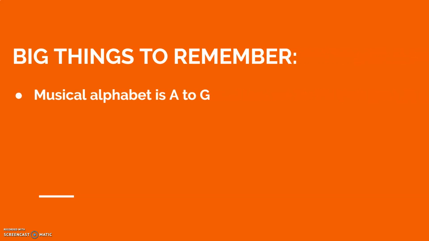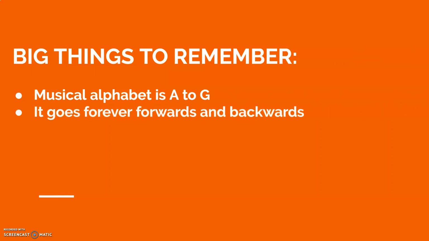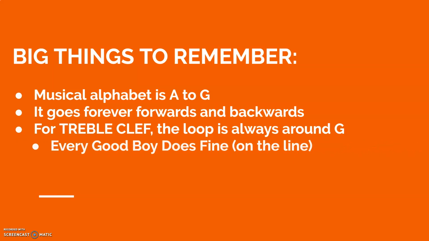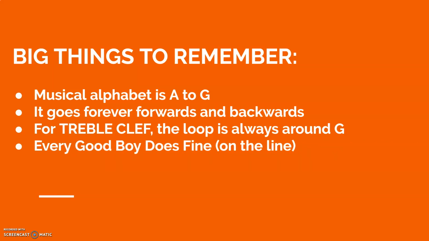So, some things to remember. The musical alphabet is just A to G. A, B, C, D, E, F, G. It can go forever forwards and backwards. It just starts over. For the treble clef, the loop is always around the G line. Every good boy does fine on the line, and F-A-C-E, face on the space.